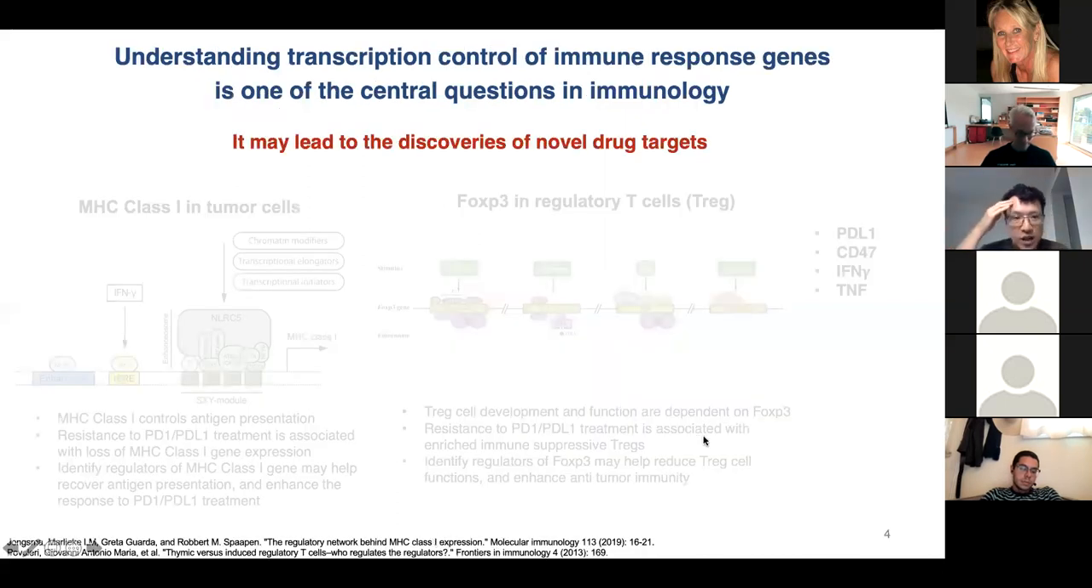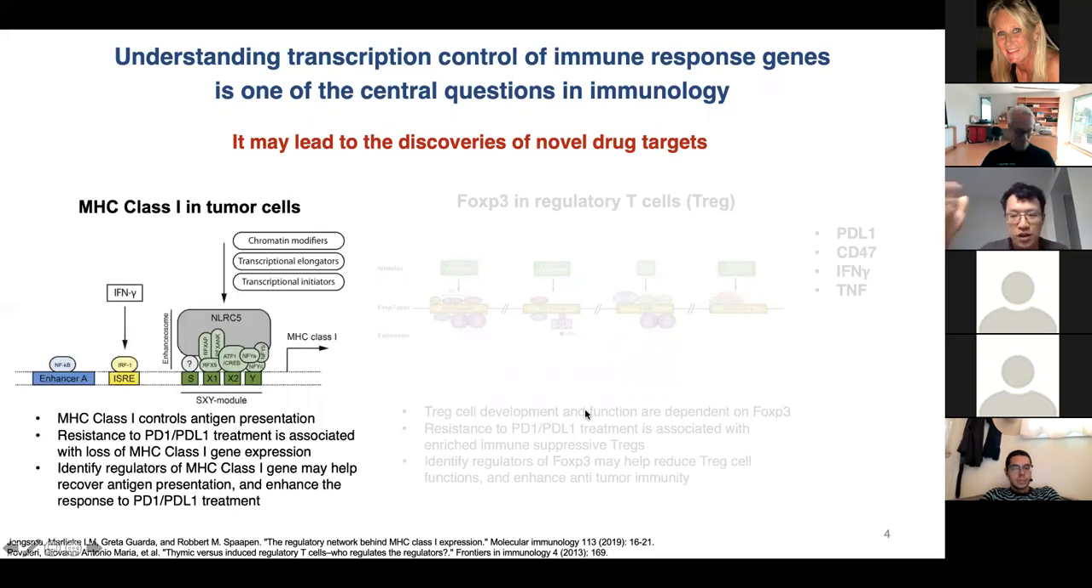Understanding such transcription control of immune response genes is not limited to infectious disease. It's broadly recognized as one of the central questions in immunology. This can usually lead to the discovery of novel drug targets.